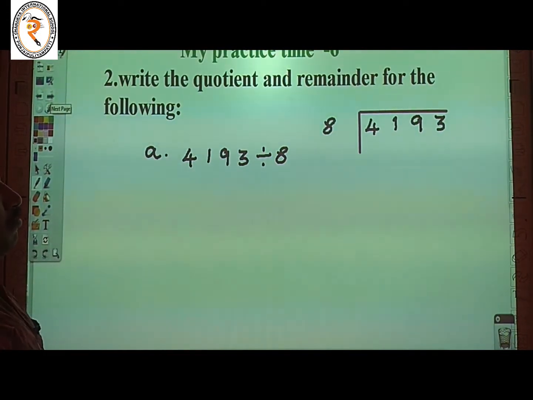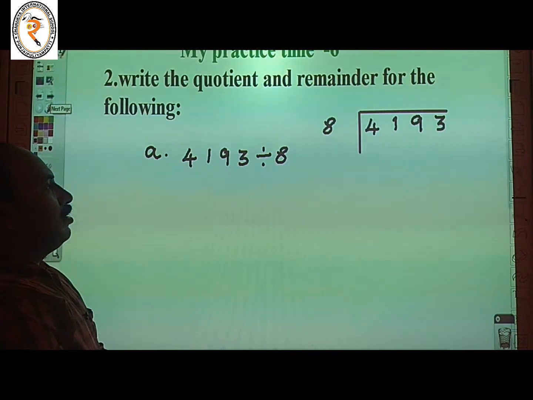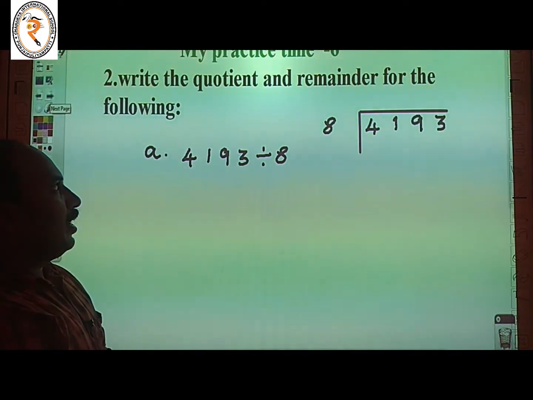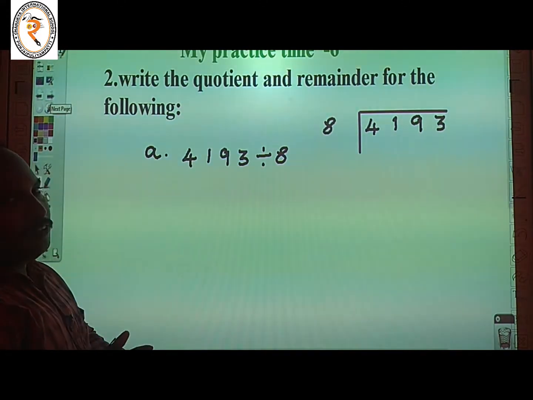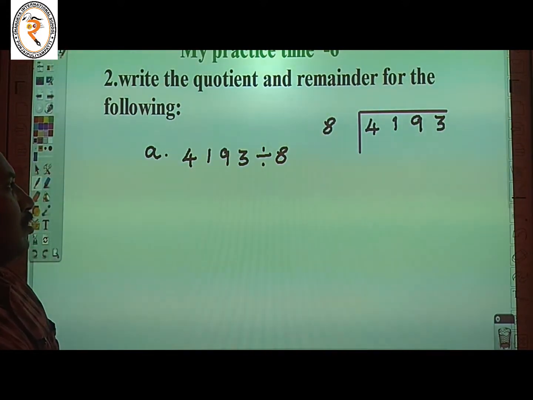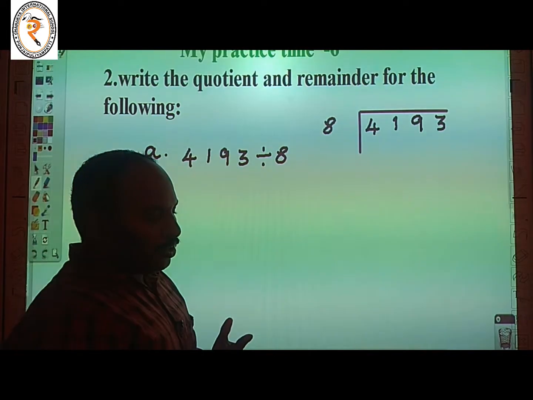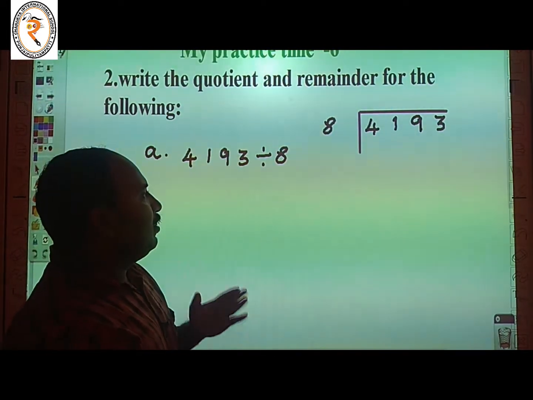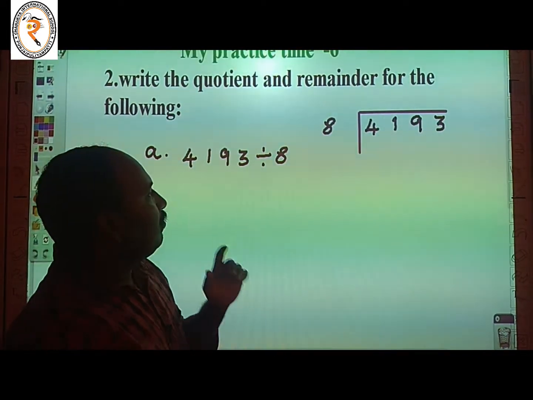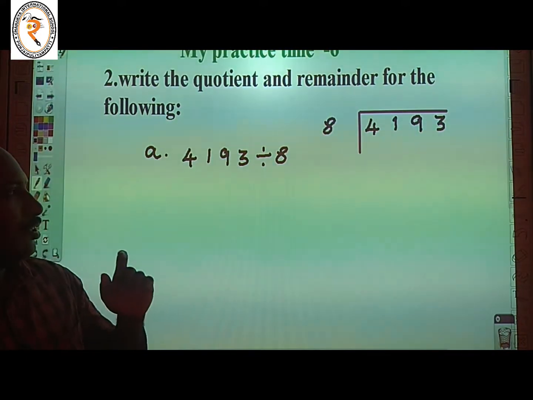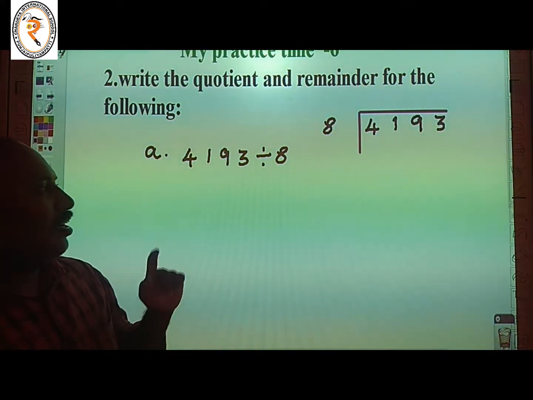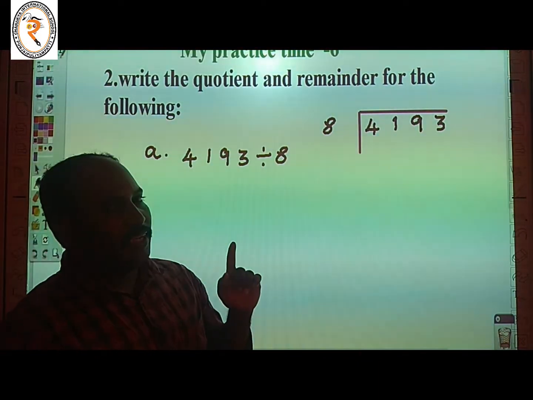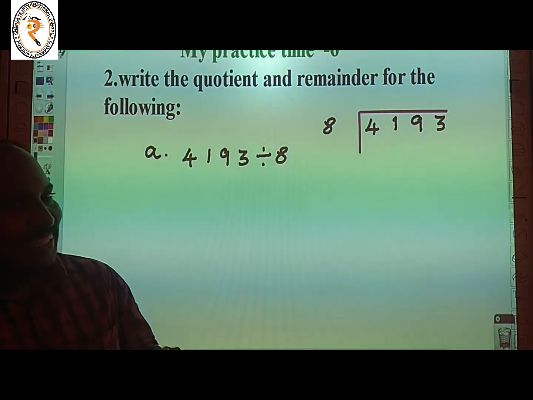Next one, that is times 6. Second part, write the quotient and remainder for the following. Question part A, 4193 divided by 8. 4193 is a 4-digit number, and we want to divide it by 8. The 8 is a single-digit number.